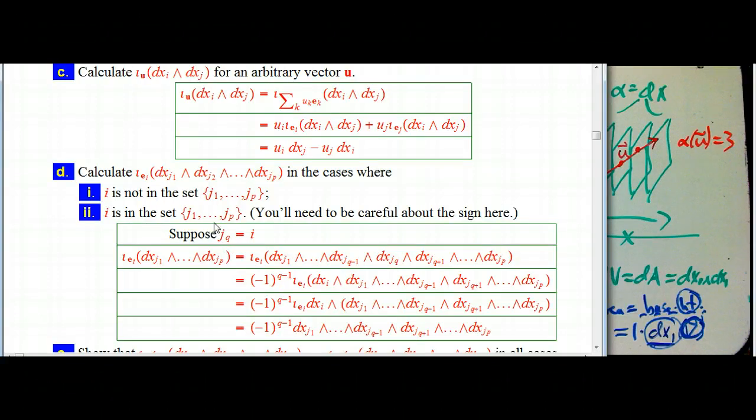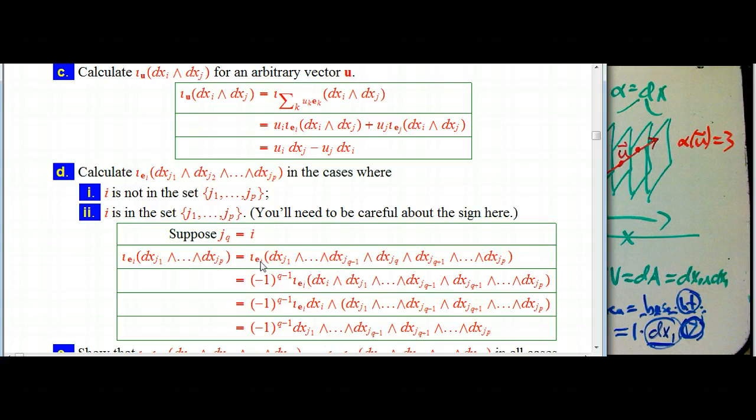Just saying I is in this set is pretty vague. We'd like to actually say, where is it? If it matches the 2nd or the 5th or the 15th one in this sequence, it's going to matter, especially whether that's an odd or even number. So let's say j sub q is equal to I. So whichever vector this is, it happens to match the qth entry in this sequence, where q is some number between 1 and p.